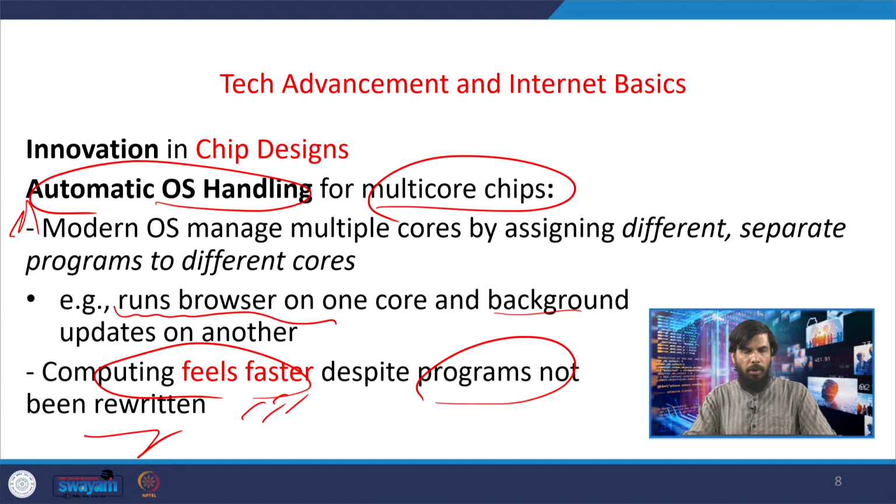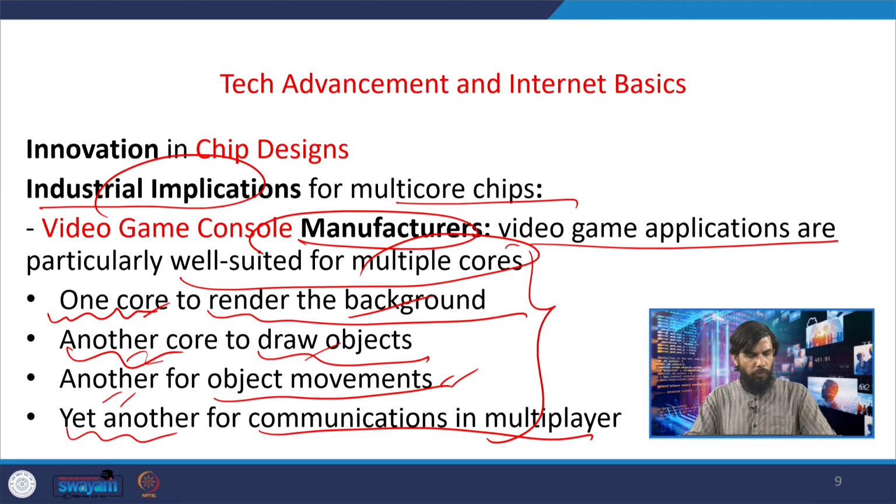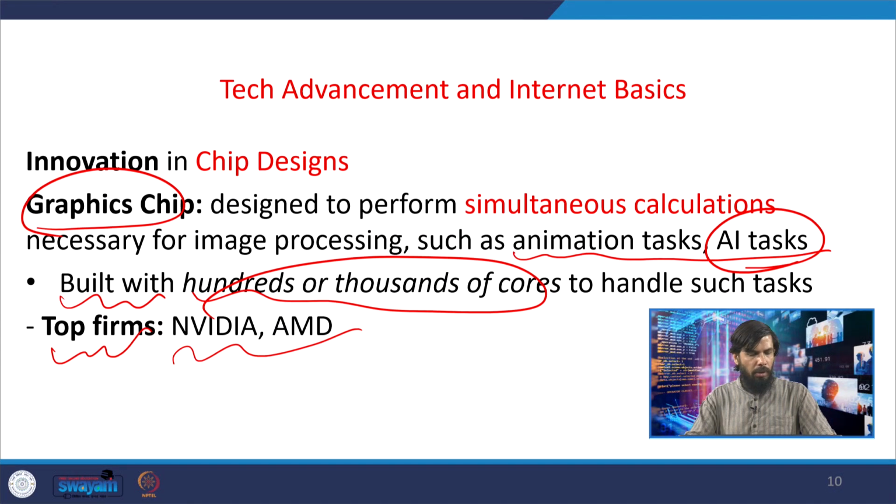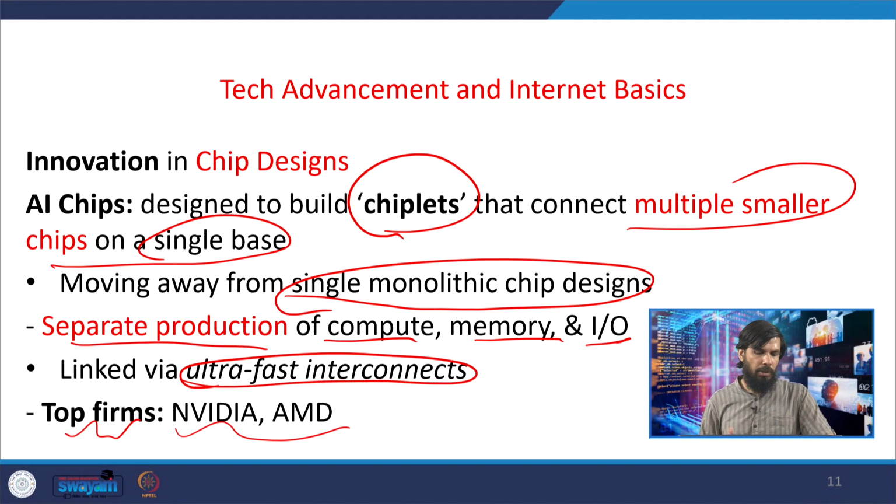We also talked about automatic OS handling, which takes advantage of multi-core chips in a default scenario by allocating separate programs to different cores, so computing feels faster. Video game applications benefited a lot. Graphics chips, another innovation, also benefited video games, animation and AI tasks, because there are hundreds or thousands of cores, and in image processing this could be very beneficial. Then we started our discussion on AI chips, which will continue in the next session. Thank you.